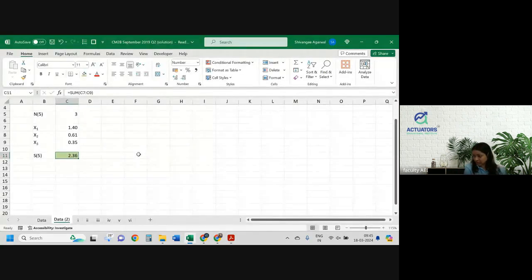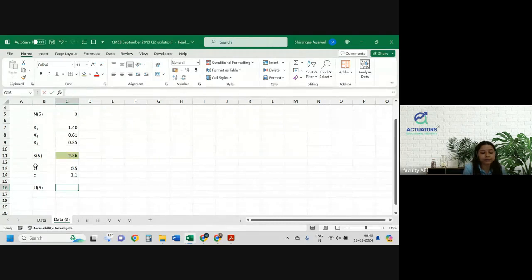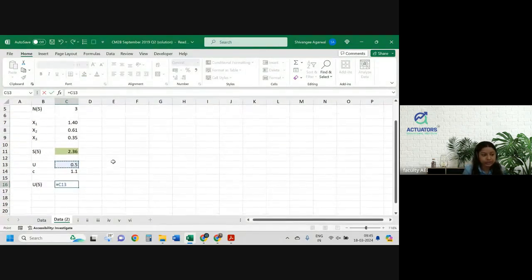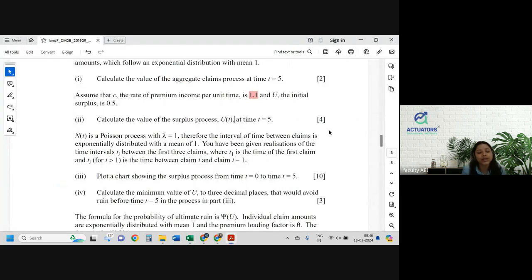So ideally we'll make a new sheet and do it. This is Part 2, but I am doing it over here in the exam. Obviously, you will be having different sheets, as they will mark and give you here, and you have to do it like that. So here we need a few more inputs. U is 0.5, C is 1.1, and the calculation that we need to do is U5, that is the value of the surplus at time 5. Initial surplus plus CT minus ST. This is how we calculate it, U plus CT minus ST. So this is the answer, 3.64. That's how you get your very easy 4 marks.